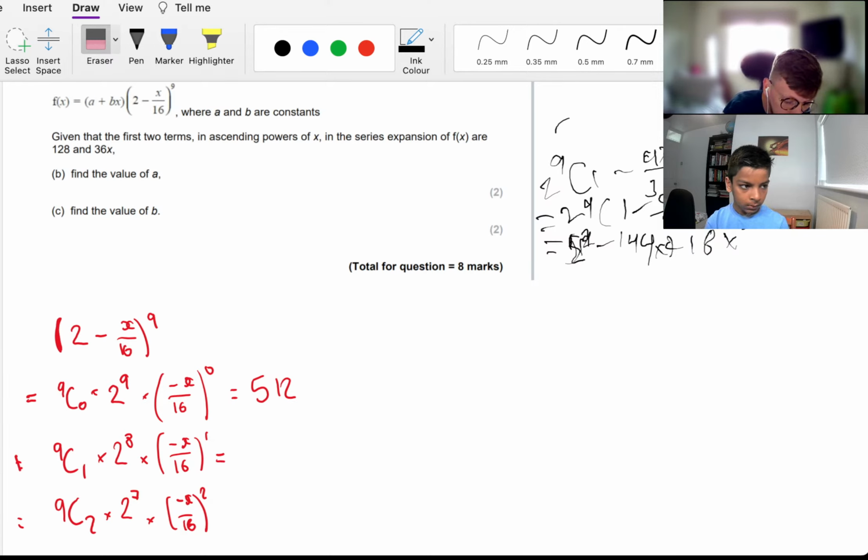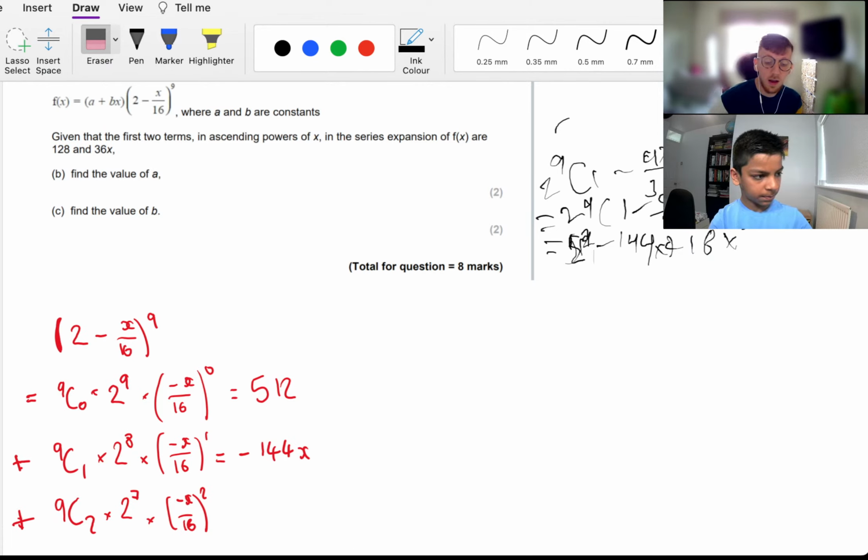So these should be pluses here, not equals. Then we've got 9 choose 1, which is 9, times 2 to the 8 is 256, times minus x over 16 to the 1, which stays as minus x over 16, is our minus 144, and we could just put that straight in our calculator, as it is 9 choose 1. And then our third term is 9 choose 2, which we've said is 36, times 2 to the 7, which is 128, times minus x over 16 squared becomes positive, and that will simplify to 18x squared.